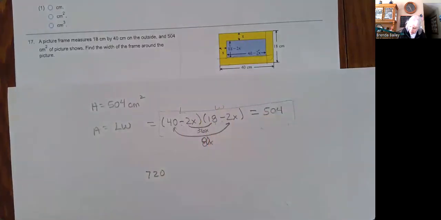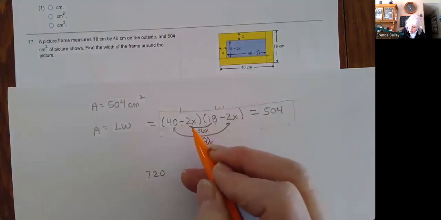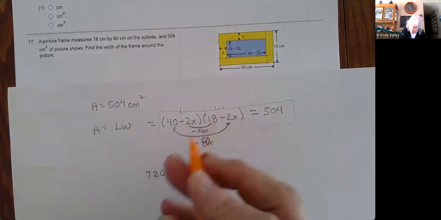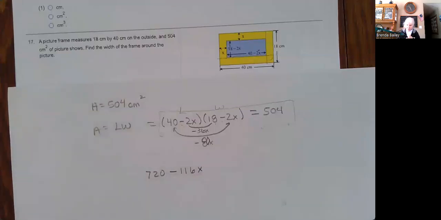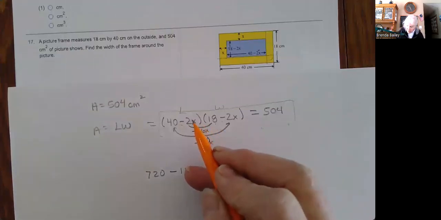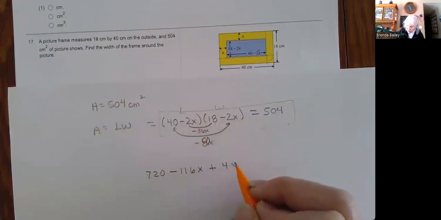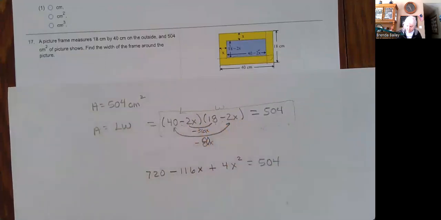And when you combine these, oh, they're both negative: -36x, -80x, add them, -116x. The last times the last is a positive 4x squared. So I'm going to set it equal to 0. I'm going to rearrange it, put the x squared first, and then refactor.